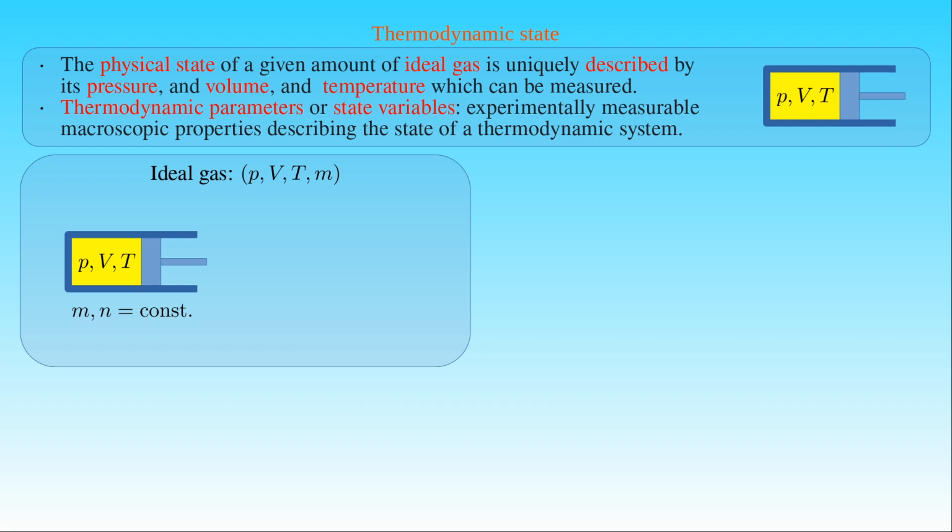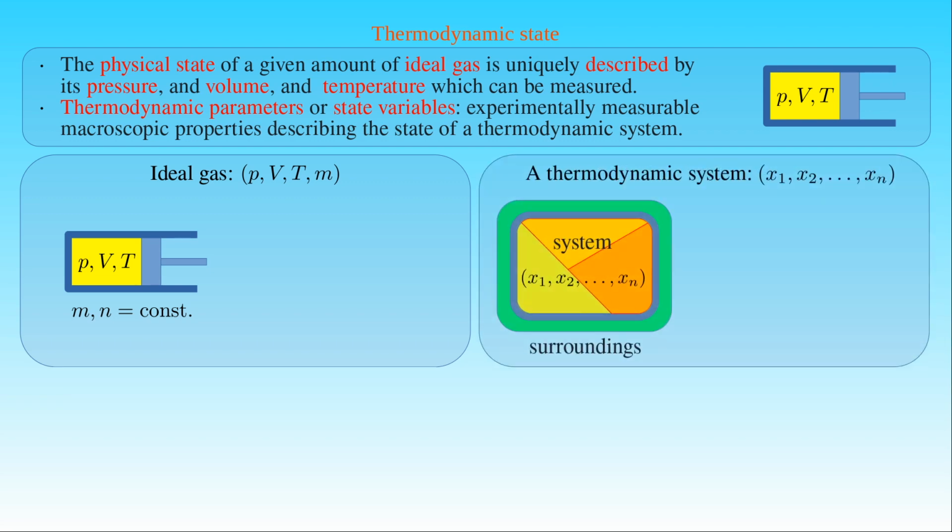In general, if n physical quantities describing the macroscopic properties of a thermodynamic system, denoted by x1, x2, ..., xn, are necessary to uniquely define the state of the system, then we call these quantities thermodynamic parameters or state variables. The thermodynamic state of a system is uniquely determined by a given set of state variables. As a result, we can represent the state of the system with a point in an n-dimensional space spanned by the set of the thermodynamic parameters.